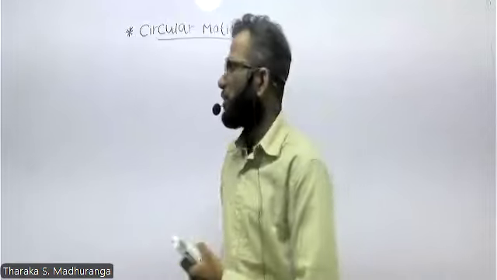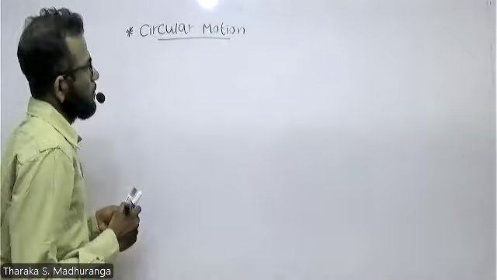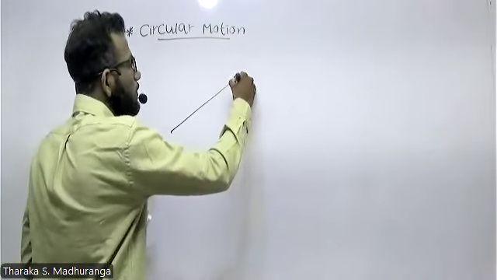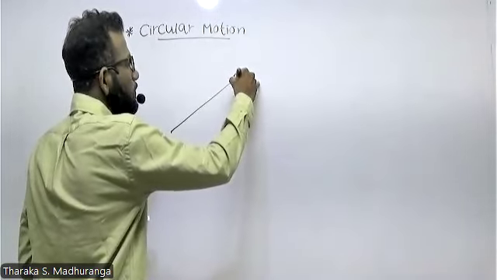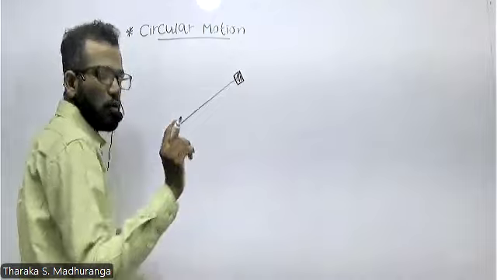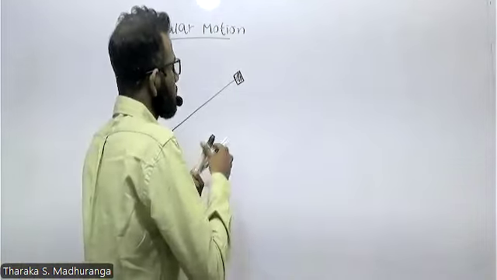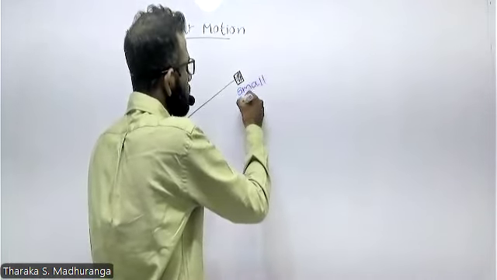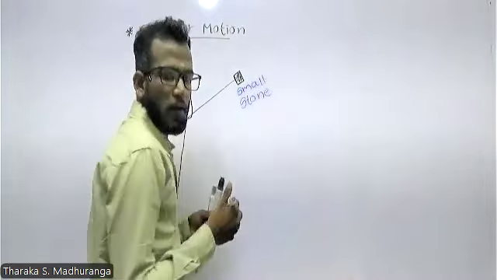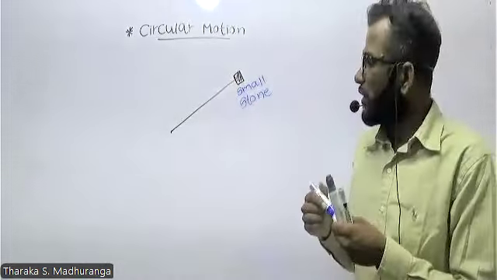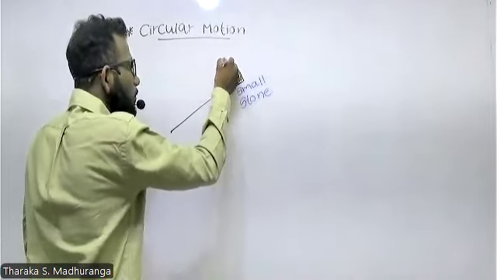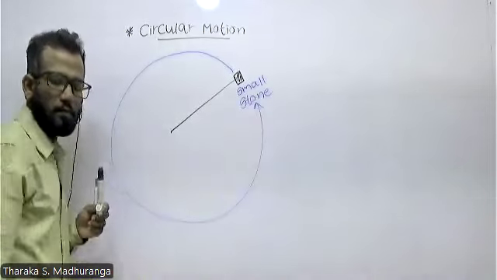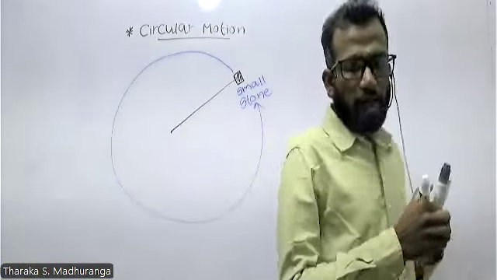In circular motion, think if we rotate an object, this is a string and this is a small stone. Then we rotate this stone around this fixed point like this.